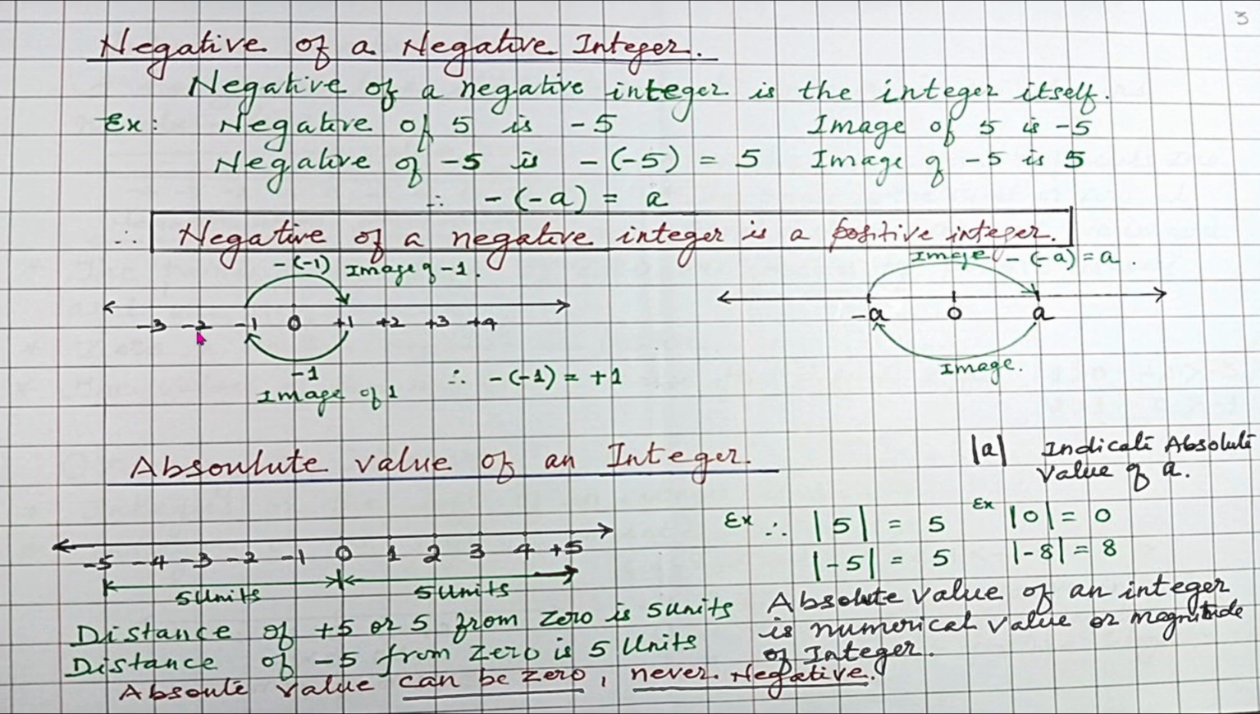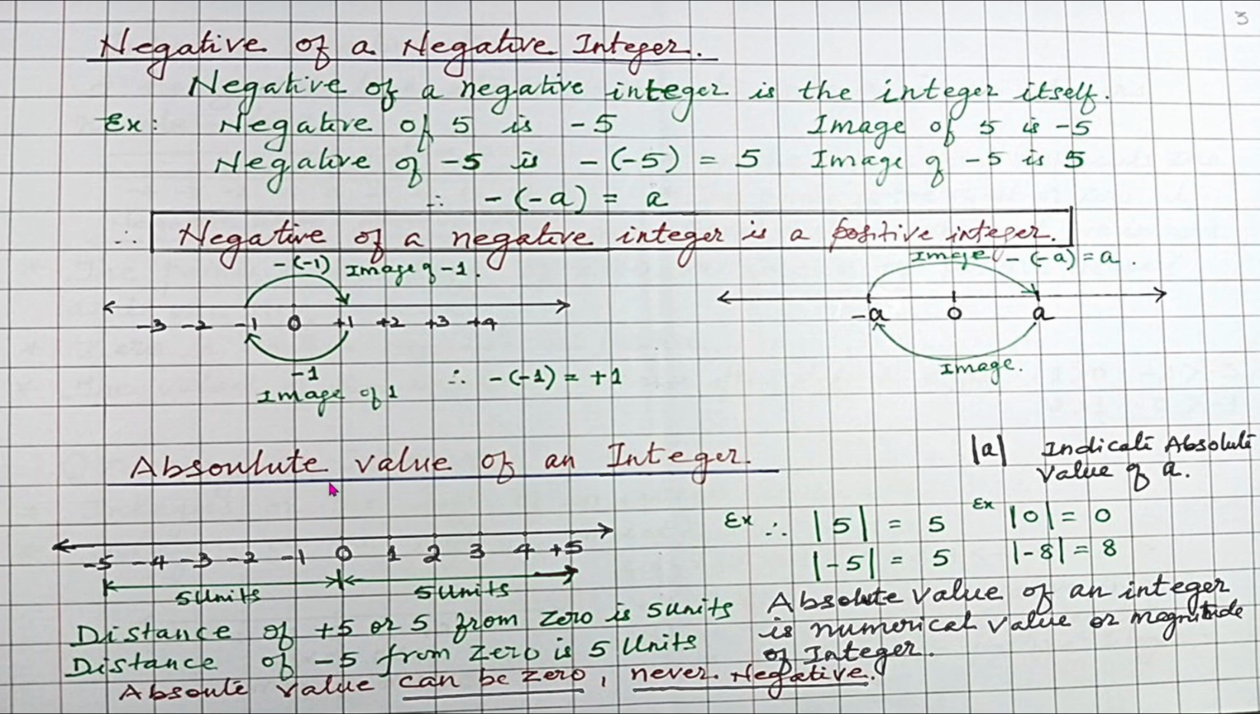Now let us understand with an example. If you take the number line, plus 1, if I take the negative of plus 1, that means I have to go to minus 1. If I take negative of minus 1, again it becomes plus 1. So minus of minus 1 is what is called as 1. So minus 1 is the image of plus 1 and plus 1 is the image of minus 1. So therefore remember, the negative of a negative integer is always a positive integer.